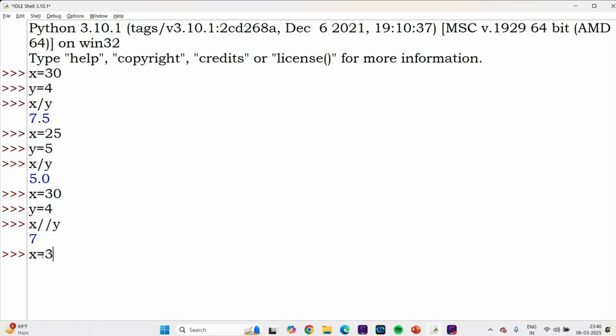Suppose I am taking x as 36.8 and y equals to say 4. Now when I'm going for float division x slash y, we can see the result is in floating because one of the variables that participated in this is of float type. So if x and y both are float or any one of them is float, the float division also produces a floating point. If at all x and y both are integers, then always the result is going to be an integer.